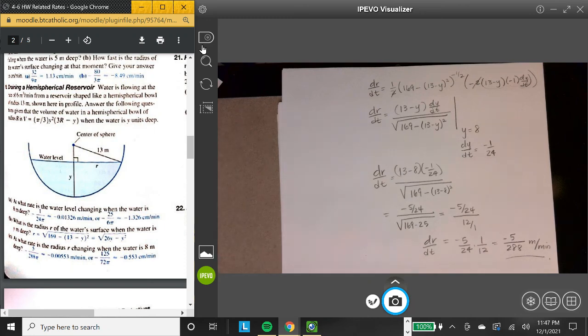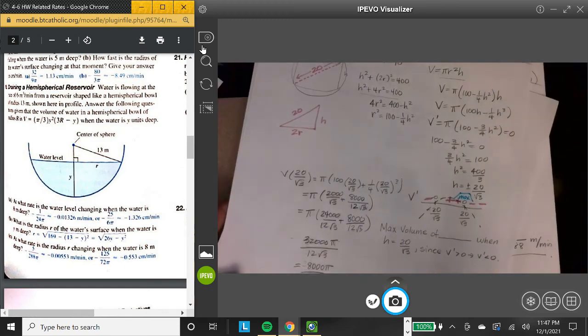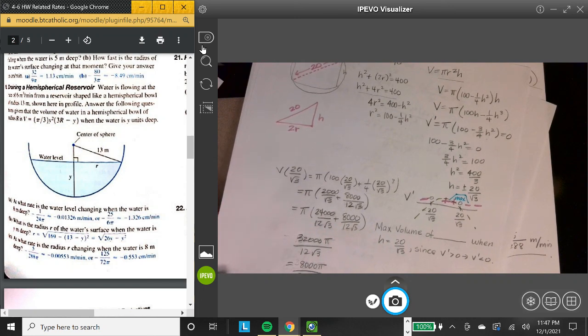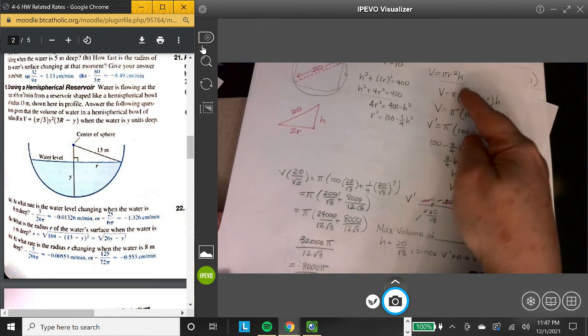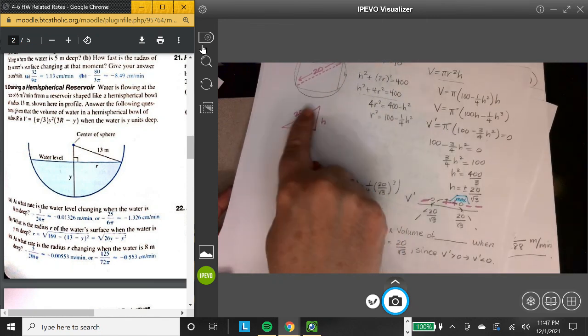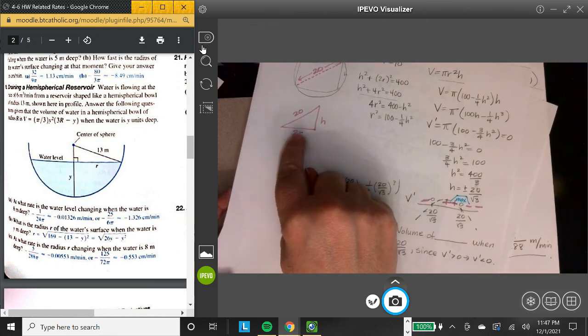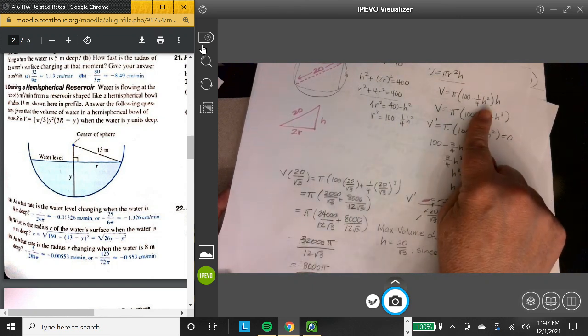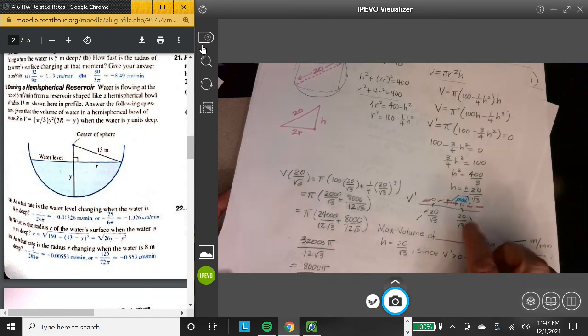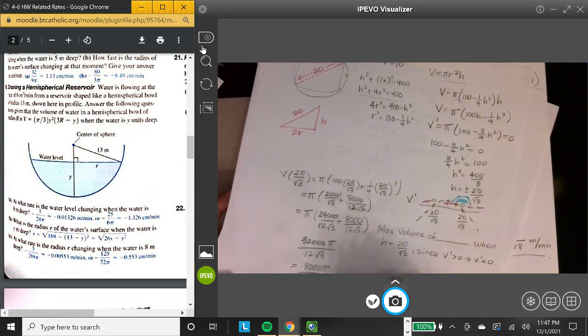All right, thank you for putting up with me. I apologize for number 22. I need to figure out why I'm not matching the answer key. But the process was right: setting up the pi r squared h, using the Pythagorean theorem to solve for r, and plugging it in here. And I know that this h is right. For some reason, I'm not finding the right volume.